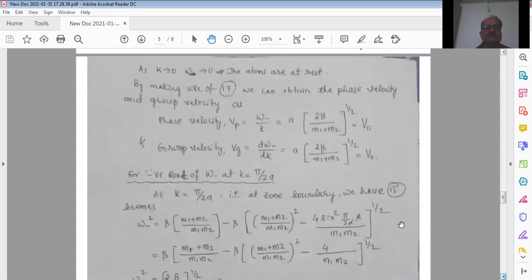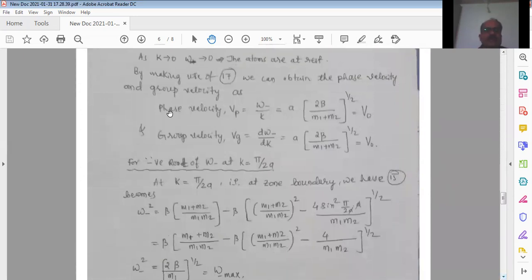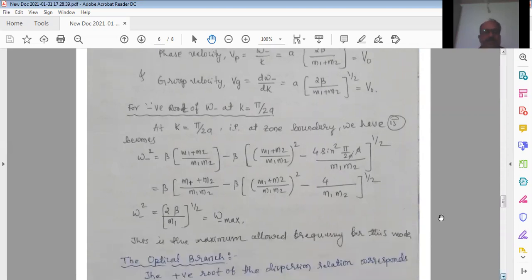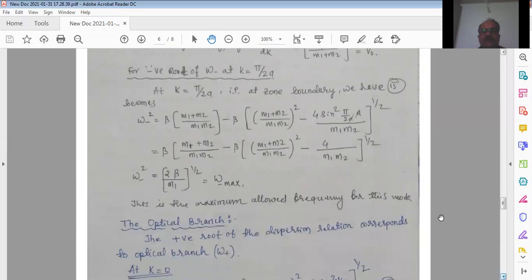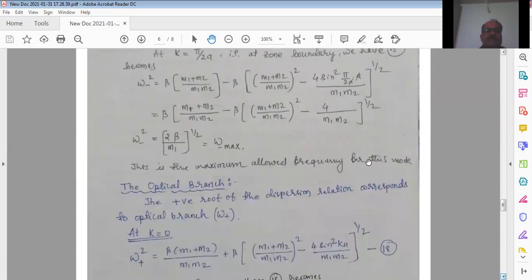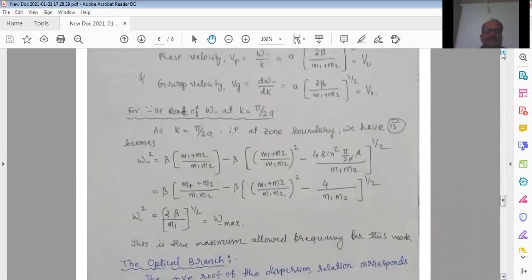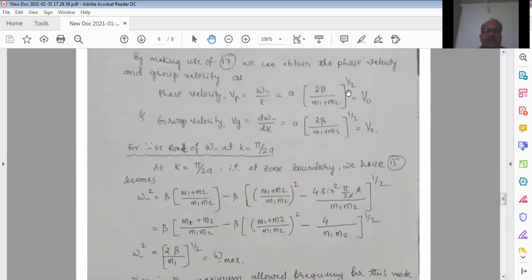So we are here. By making use of equation 17, we can obtain this, and it is simplified. Phase velocity and group velocity both are obtained, and since they are the same, it is taken as v naught and v naught.